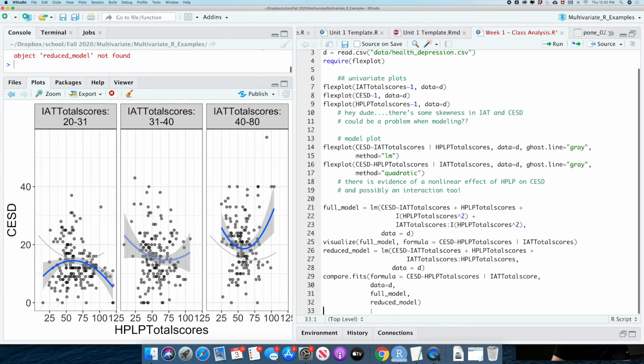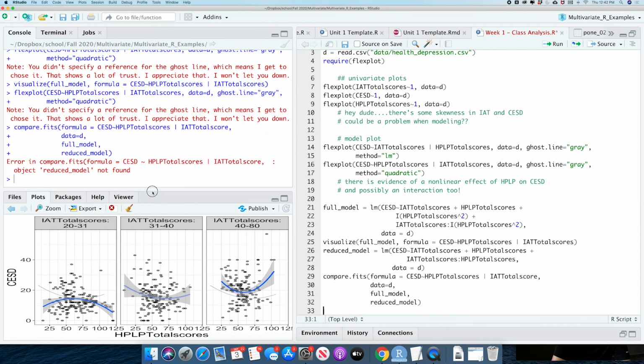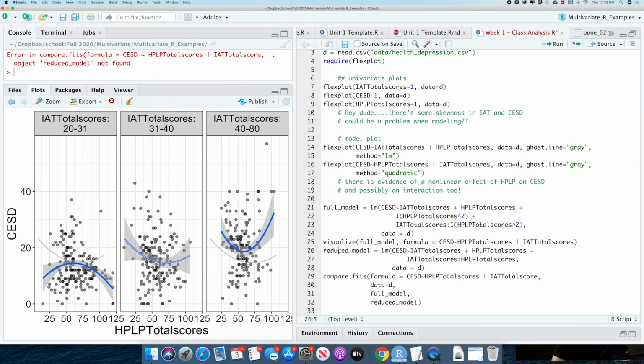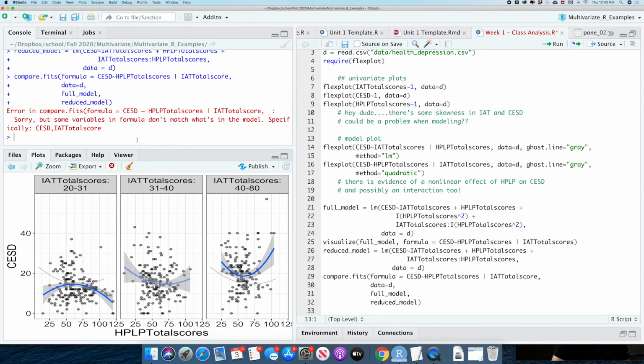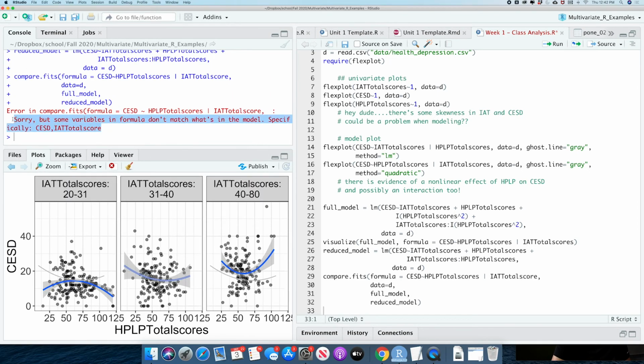And so now what we're going to get, so I got an error here. It says reduced model not found. Well, duh, you got to run the model, dude. And then you can do the compare fits. And now it's giving me another error. By the way, I try to make flexplot as informative as possible. It says, sorry, but some variables in formula don't match what's in the model, specifically a couple of things. So, where did I go wrong here?